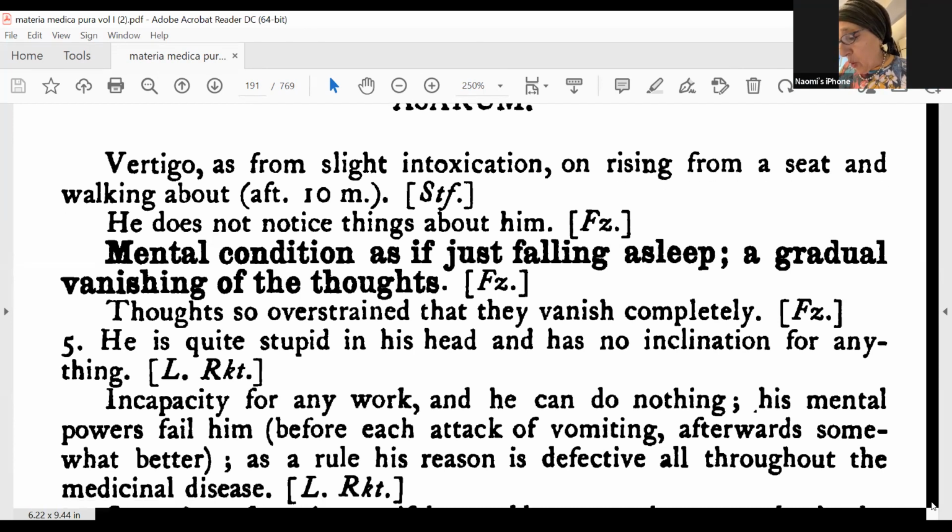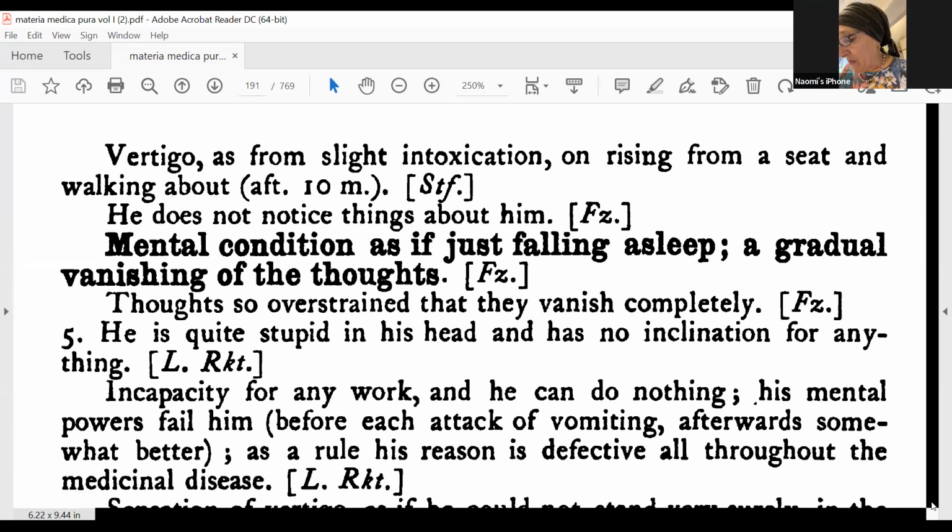Thoughts so overstrained that they vanish completely. I think that this means that he has to work so hard at focusing on his thoughts or thinking what he's thinking, that the thoughts just go out of his head.